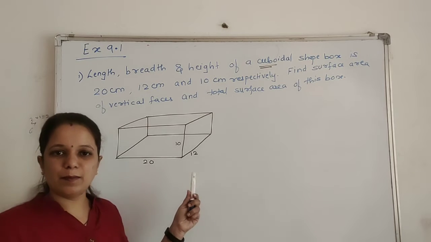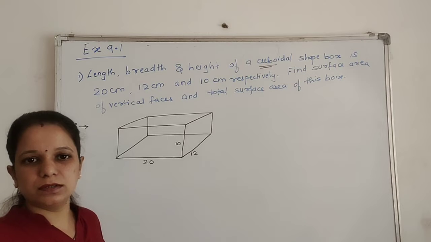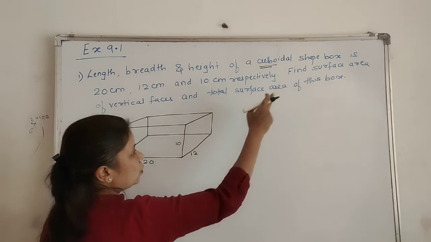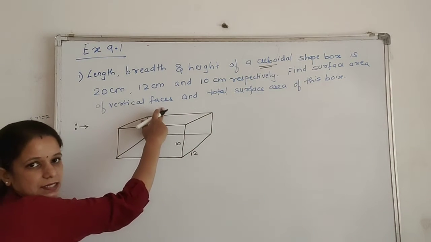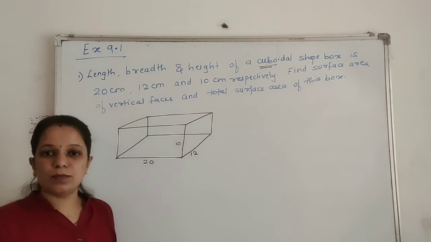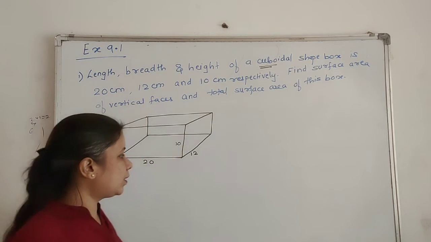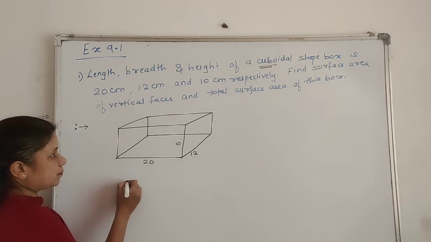When we mark the dimensions on the figure, we get a clean and clear idea about the dimensions. Now, we have to find 2 things: the surface area of vertical faces and the total surface area. Both the formulas we have just seen a few minutes earlier. So now, first we will write the given dimensions.